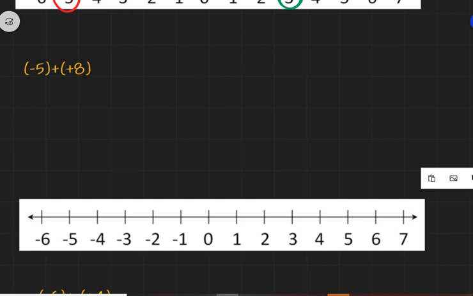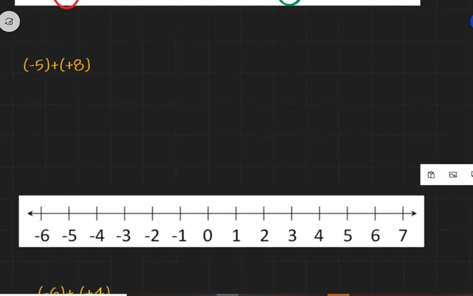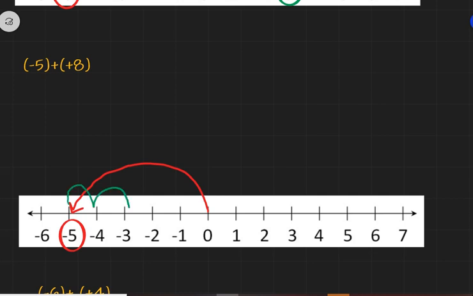Similarly, if we have to add minus 5, we will locate the number minus 5. We are at 0. We have to go to minus 5, plus plus 8. Now, plus 8 suggests that we move towards the right. So, we will move 8 steps towards the right. There are 1, 2, 3, 4, 5, 6, 7, 8. So, it means we will reach at 3. So, the number we will get will be plus 3.